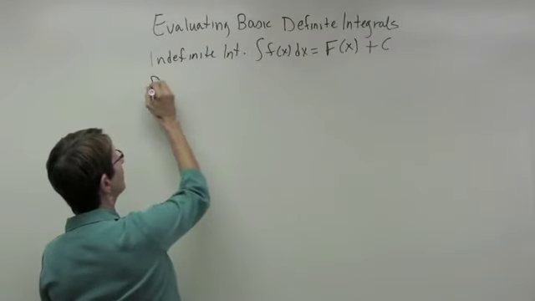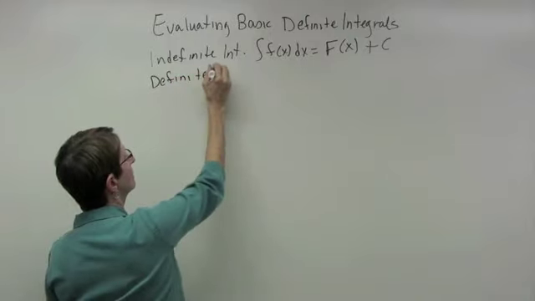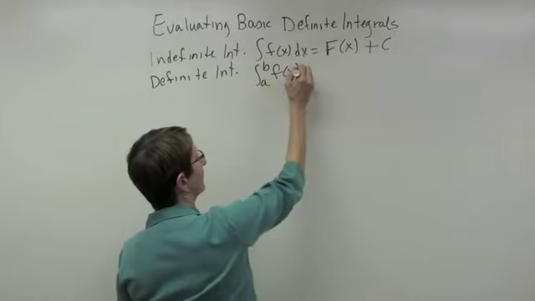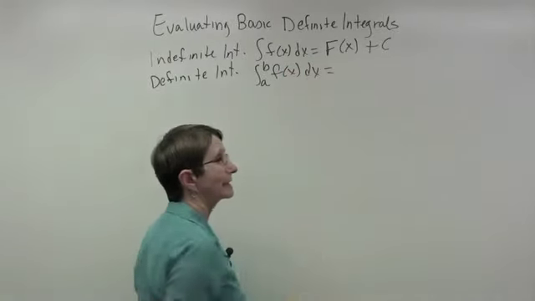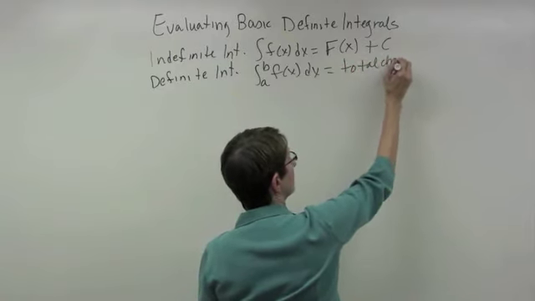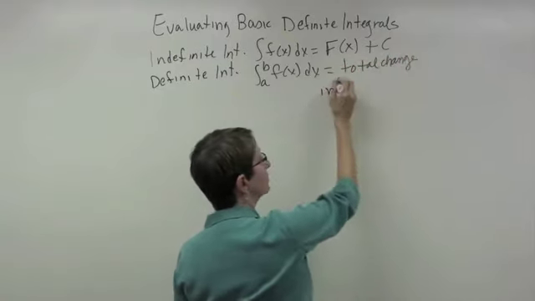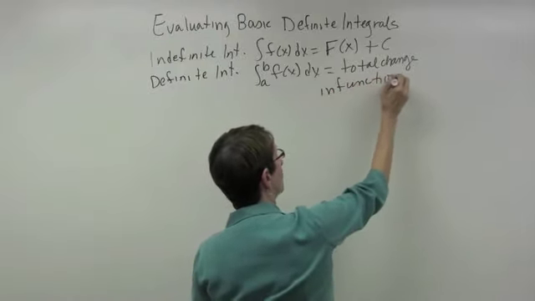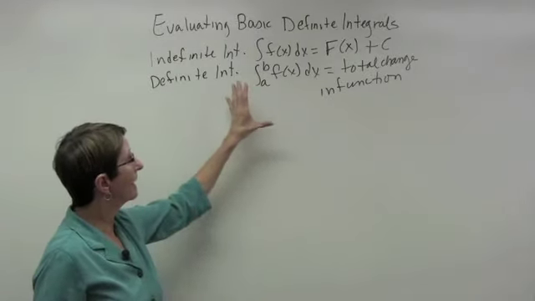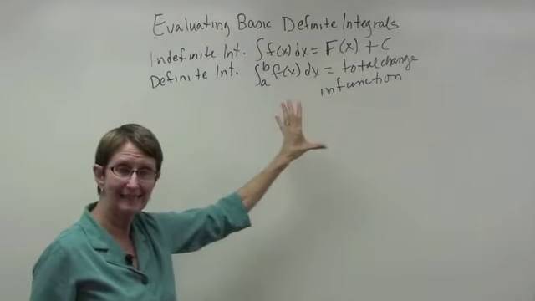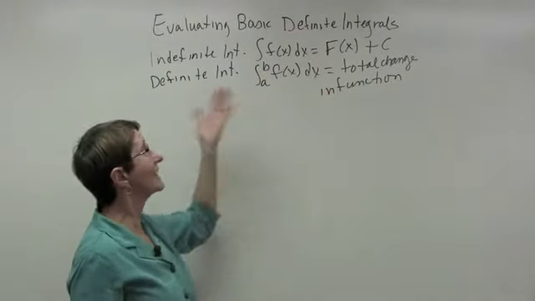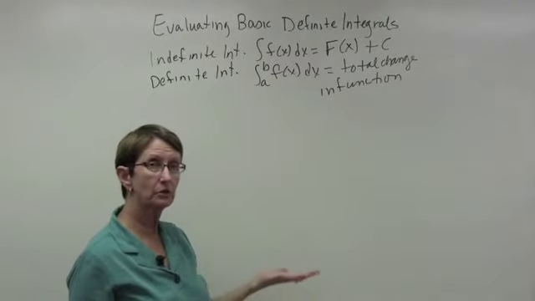Then we went and wrote a definite integral as the integral from a to b of f of x dx. And we said that that equaled the total change in the function, whatever the function was. The answer was always a number. It was not a function. And we actually have a way that we can combine these to find an antiderivative of a function and then evaluate the function to find the total change.